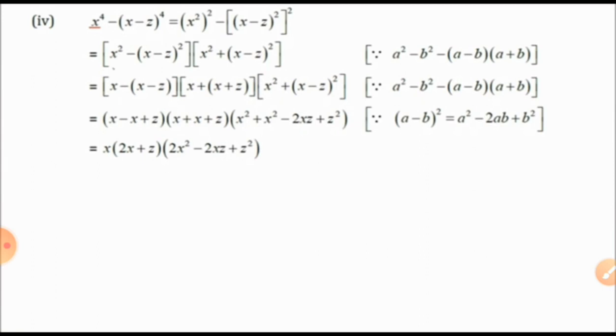X raised to 4 minus z raised to 4 is equal to x square all raised to square minus z square all squared. A square minus b square, again the same thing. Again the same thing is coming. So x minus z, x plus z. Easy? Correct. So minus minus plus. So x minus x plus z, x will be cut, only z will be left. X plus x, 2x plus z. X plus z, 2x plus z, and last 2x square minus 2xz plus z square.